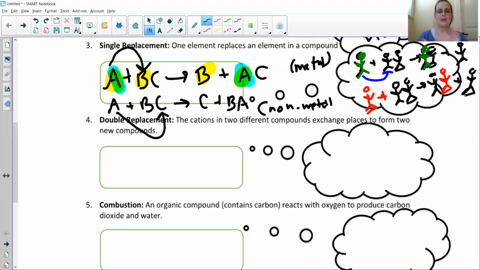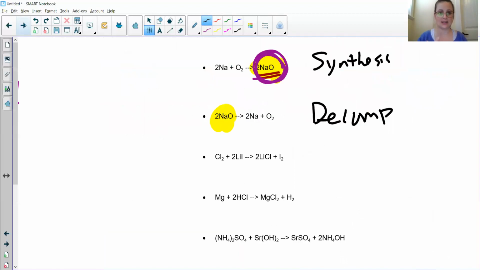Okay, so it depends on what type of element is reacting with the compound and which one gets replaced. And it's only a single element that is getting replaced, which is why it's called single replacement.